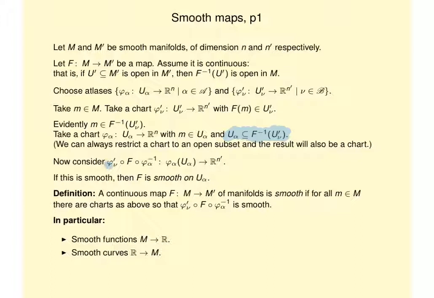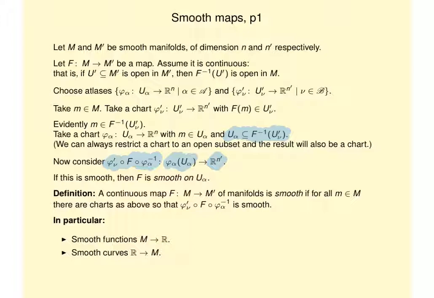So now look at this composite here. This has domain phi alpha of U alpha, that's a subset of Rn. Phi alpha inverse takes that back to U alpha. F then takes it across to inside U prime nu, and phi prime nu then takes it into Rn prime. So I now have a map from an open subset of Rn into Rn prime, and I know what smoothness means for maps between open subsets of Rn spaces.